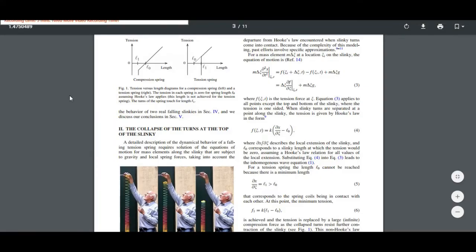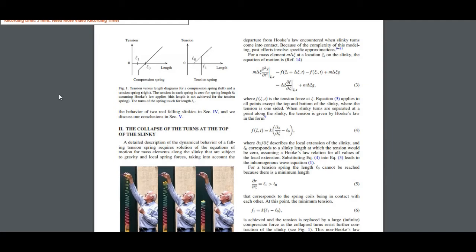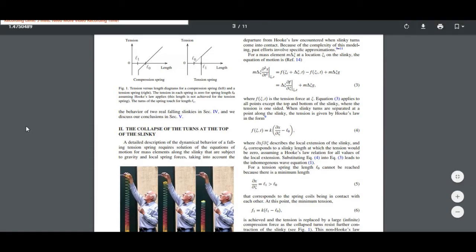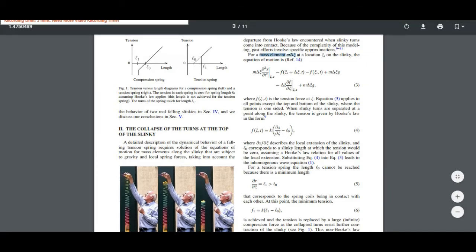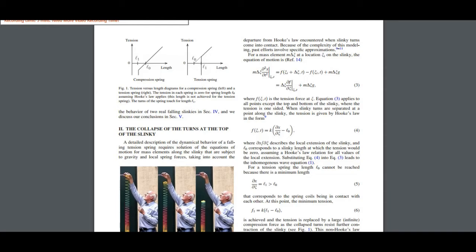Now, of course, that doesn't really explain the motion that well. Of course, the wave propagates, but what kind of wave are we talking about? Well, we see here there have been plenty of papers on this, and this is just one of the most interesting ones I found because it mathematically talks about a mass element right here, m delta, some strange symbol I don't really know, and it describes here the equation of motion for a mass element at a location described by that Greek symbol. So what this is telling us is that there is an equation of motion for a mass element at a certain location on the slinky.